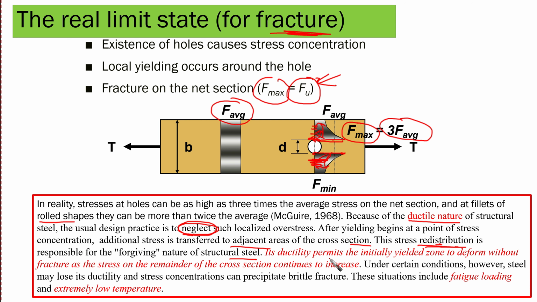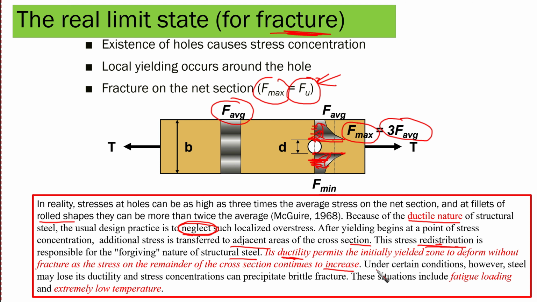The ductility of structural steel permits the initially yielded zone to deform without fracture as the stress on the remainder of the cross-section continues to increase. That's right. So this is the ductility. It's a very, very important characteristic of steel. You're not going to find it in concrete, for example. Okay? So this is a very unique characteristic for this particular material, which is steel.